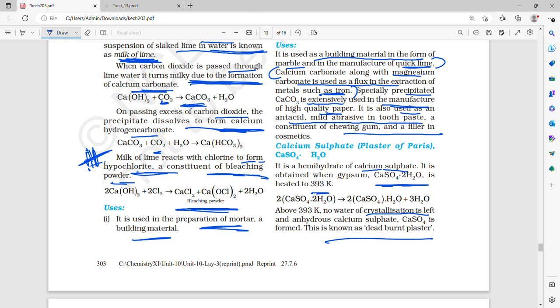Milk of lime, that is calcium hydroxide suspended in water, reacts with chlorine to form hypochlorite, a constituent of bleaching powder. That is, CaCl2 plus Ca(OCl)2 together give bleaching powder. Uses: it is used in the preparation of mortar, which is a building material.